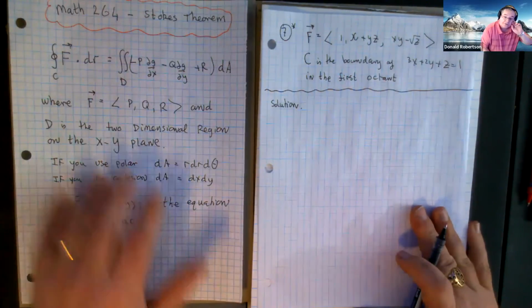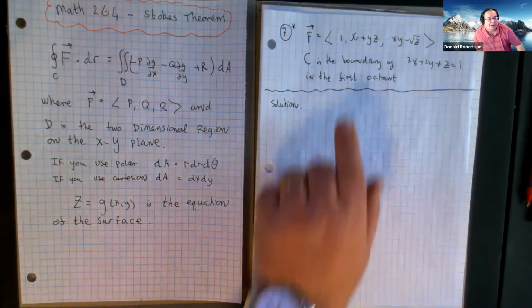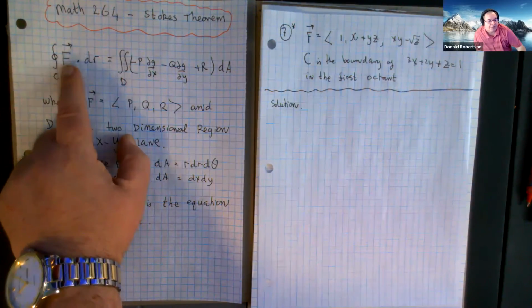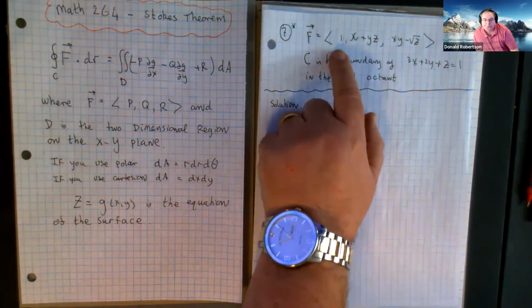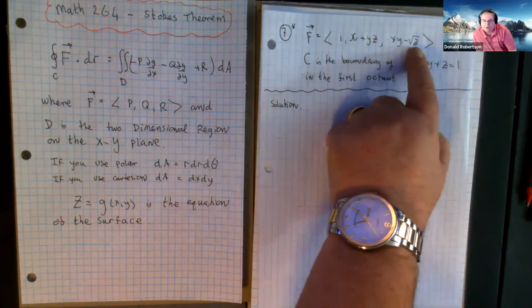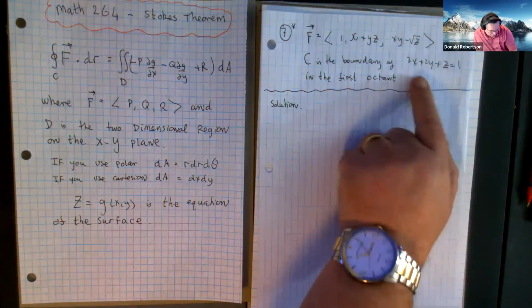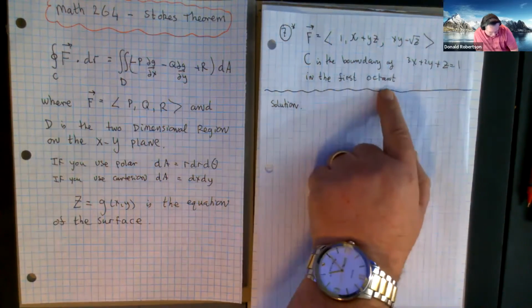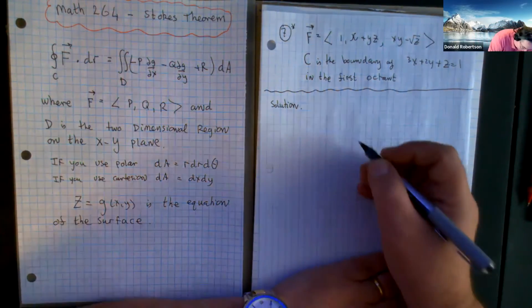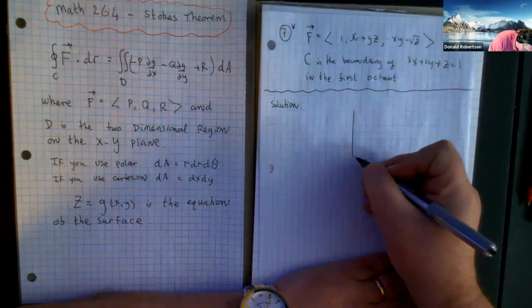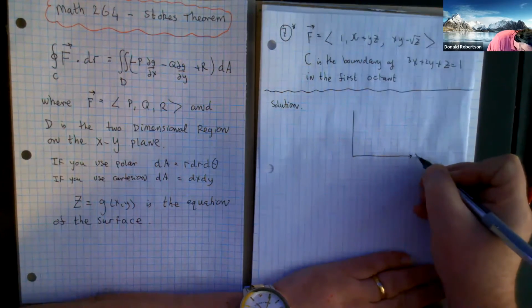You're going to get as many questions as I can using this version of the formula. So we're going to be asked in every question to find this line integral. The vector field in question 7 is this. The boundary is of this plane in the first octant. So I am going to find what D looks like.